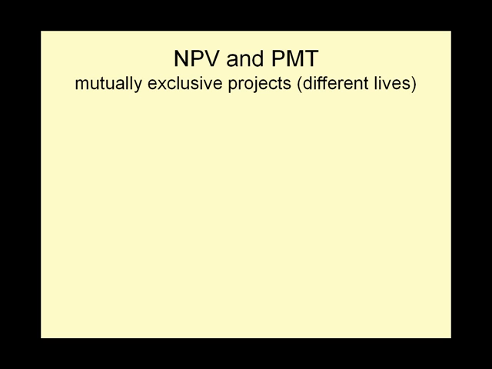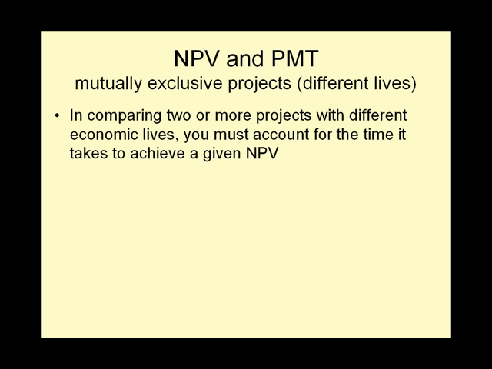In our previous slides, we saw how when we compare two or more mutually exclusive projects with the same lives, we generally select the project with the highest net present value. Or if we're comparing two mutually exclusive projects that have no positive cash flows, we select the project with the smallest negative NPV. Here let's consider comparing two or more mutually exclusive projects with different economic lives. In comparing these projects, you must account for the time it takes to achieve a given net present value.